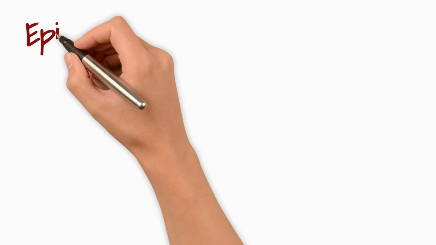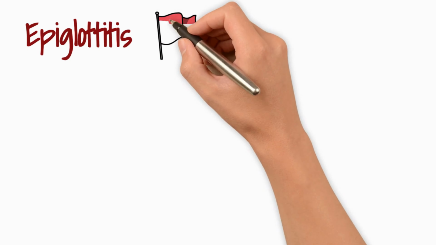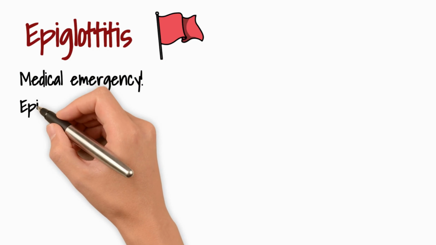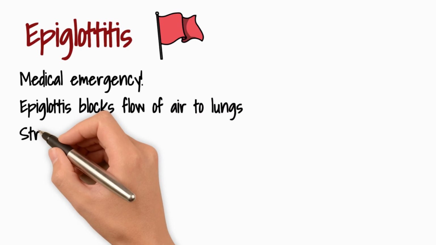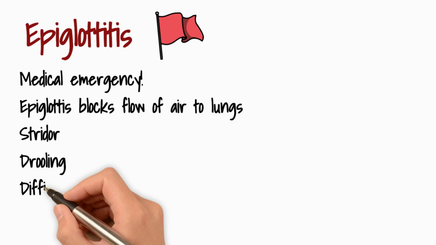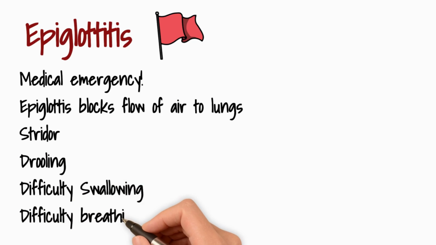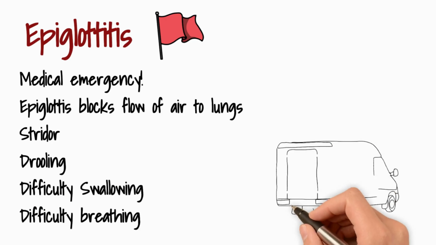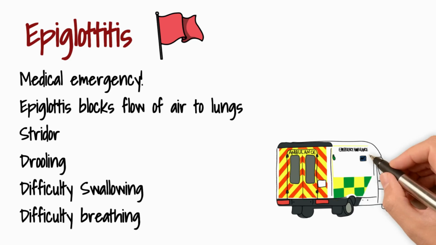Epiglottitis. Beware! This is a medical emergency, so straight to hospital. The epiglottis is cartilage that protects and covers the airway. If it swells, it can block the flow of air to the lungs, and this can be caused by infection. Some of the symptoms are a muffled or hoarse voice, drooling, difficulty swallowing, difficulty breathing, and due to the blockage of the air, stridor will often be apparent as well. This is a high-pitched sound when breathing in, stridor.